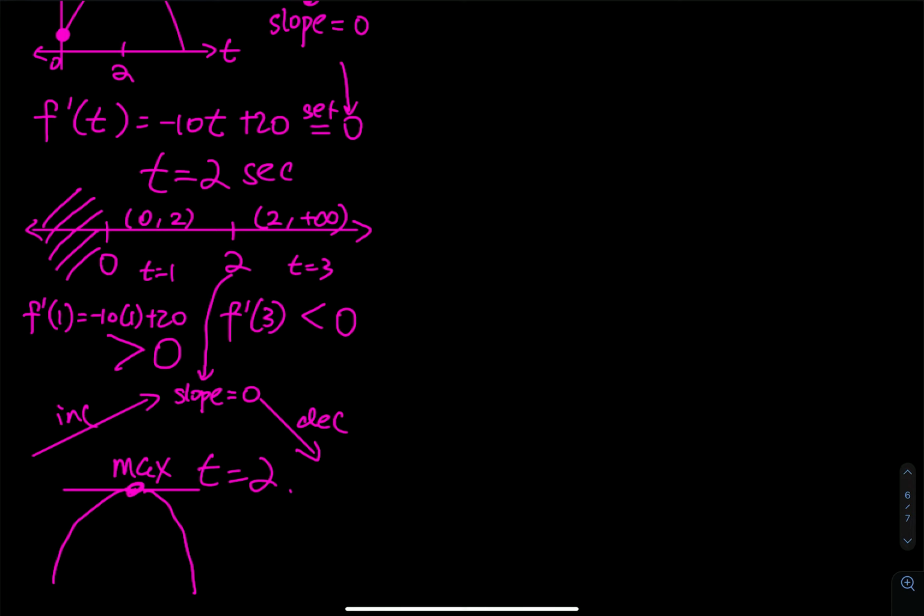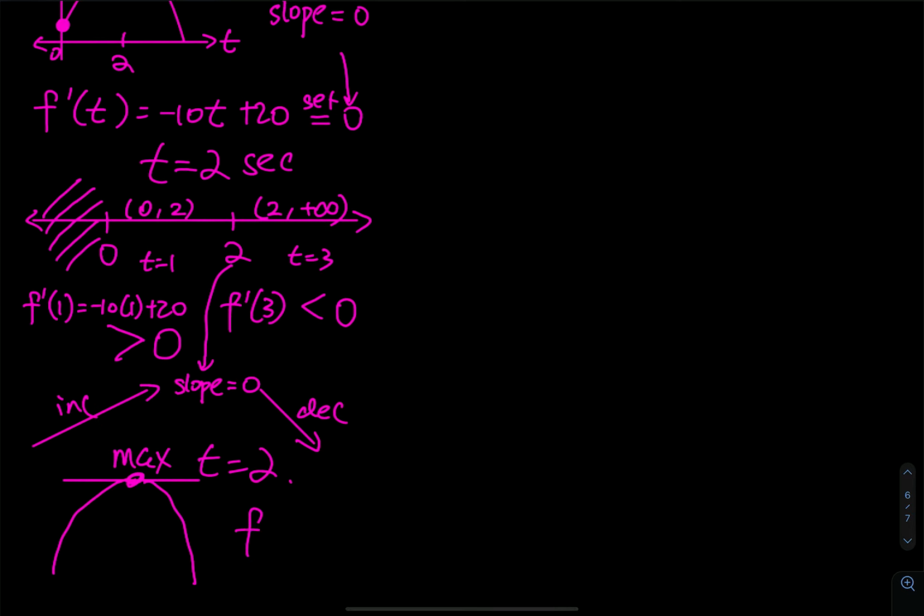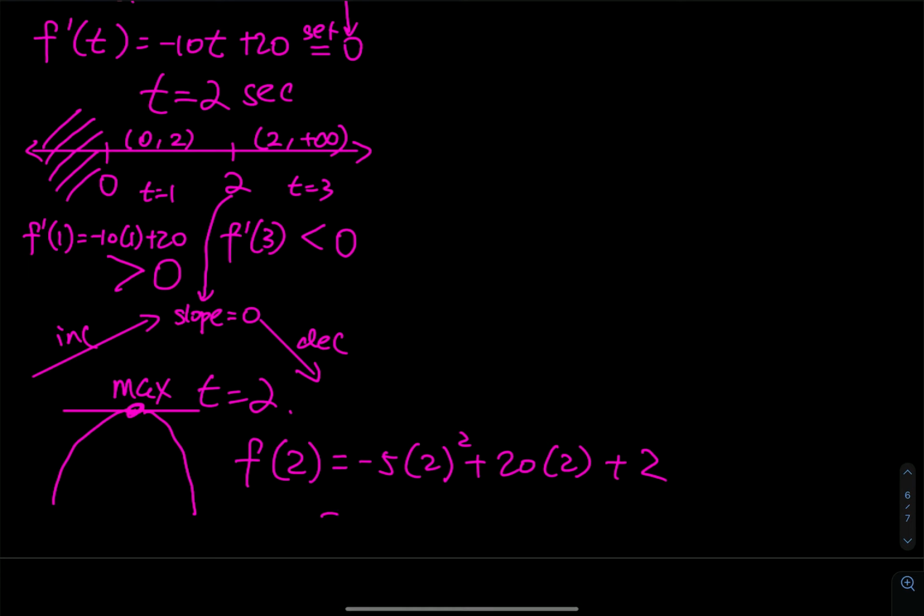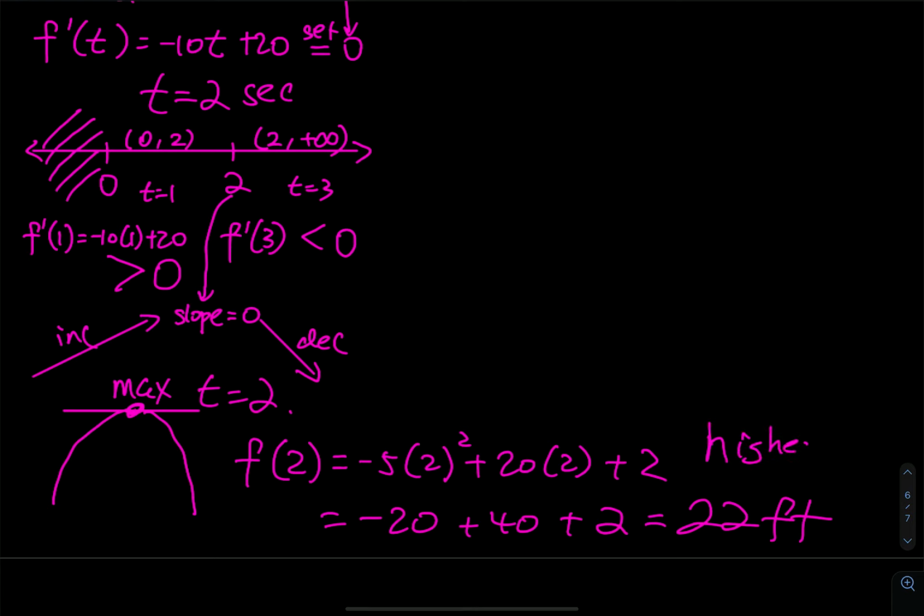So how high does the apple go? Well, when t equals 2, what do you have? You have f of 2 equals negative 5 times 2 squared plus 20 times 2, and then plus 2. This is a 4, right? So negative 20, and then plus 40, and then plus 2. So this is 20 plus 2, which is 22 feet. So this is the highest position, 22 feet off the ground.